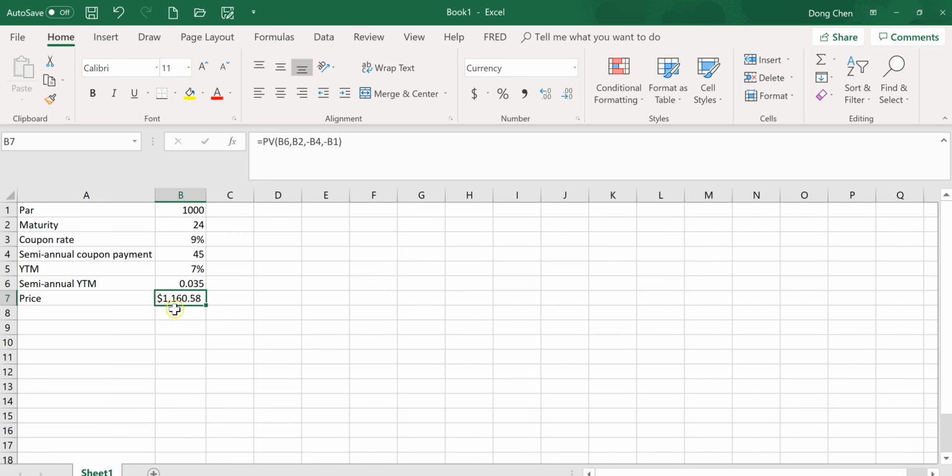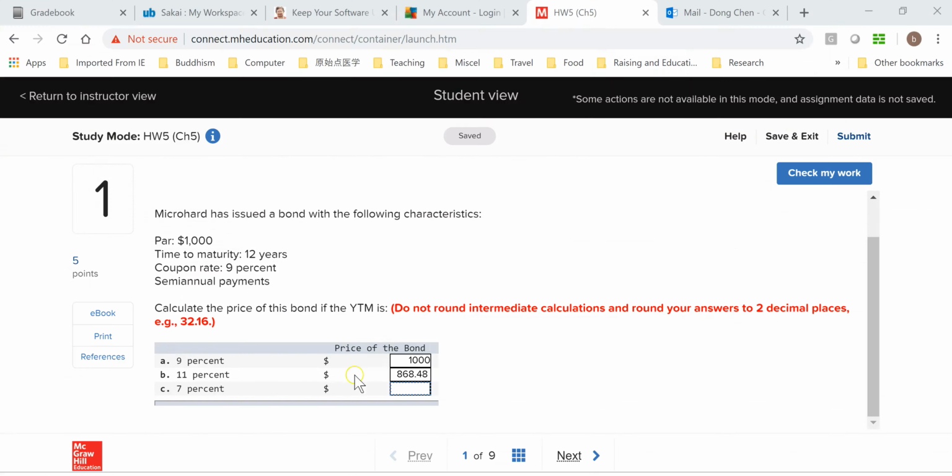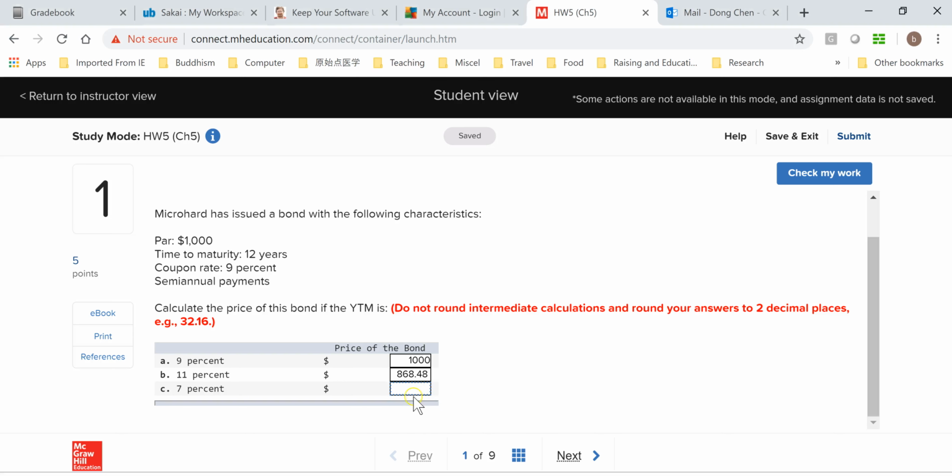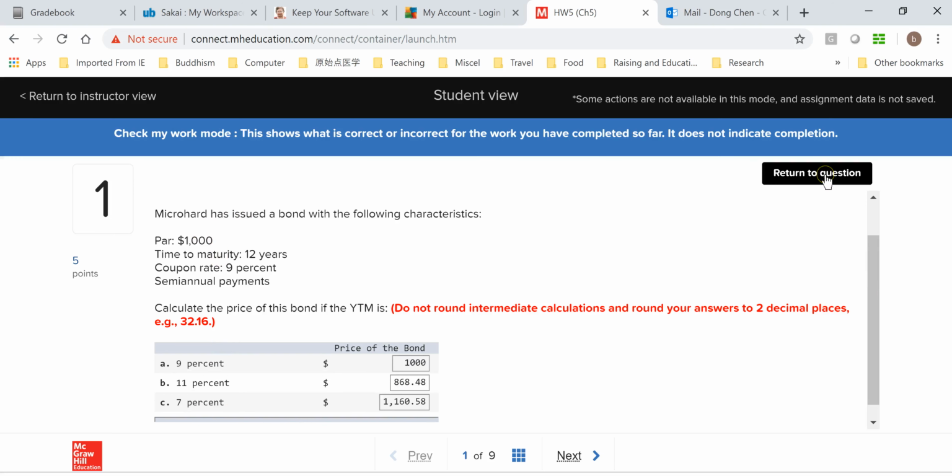So the number for the price will be 1160.58. Again, we can copy the number and get rid of the dollar sign. So this number is, as expected, higher than the par value. So check my work. Okay, we got every number correct.